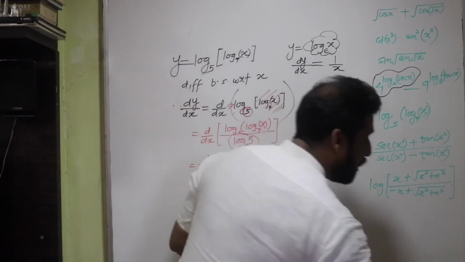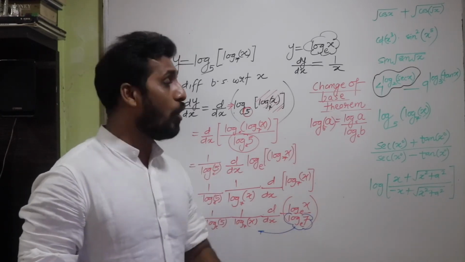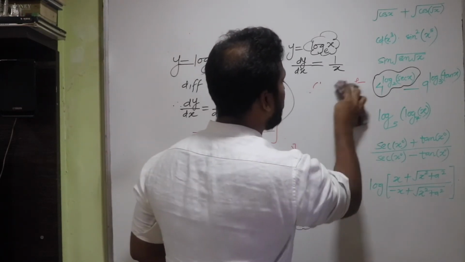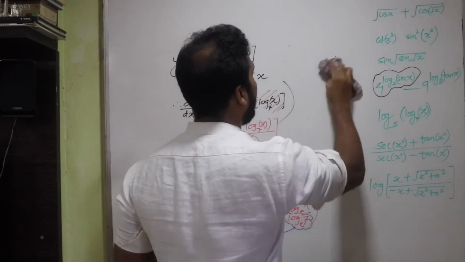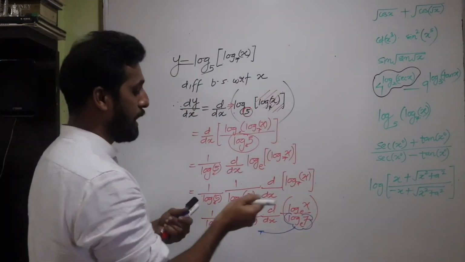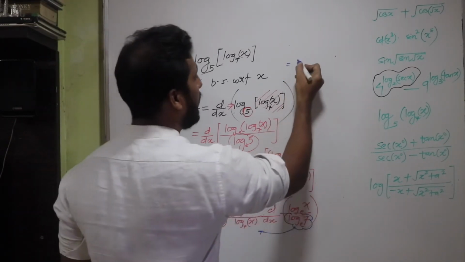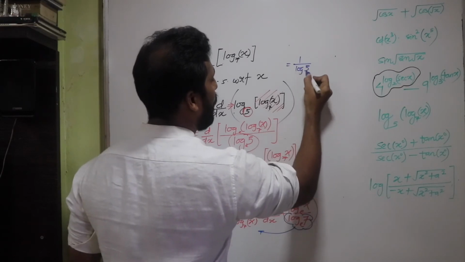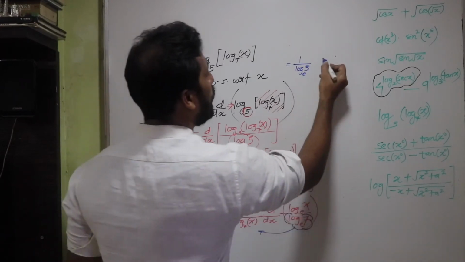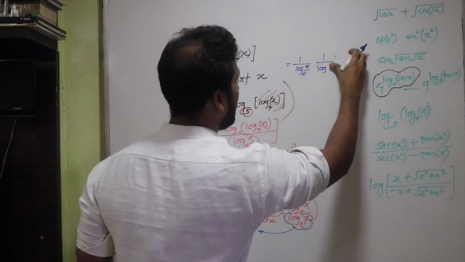So I hope you have understood the change of base theorem, and more importantly you have also noted down the change of base theorem. So I'm going to remove this change of base theorem from here so that we have some space to write our remaining part of the solution. So I'm going to get my solution as, let's write the solution. I have 1 upon log of 5 to the base e, then I have 1 upon log of x to the base 7.